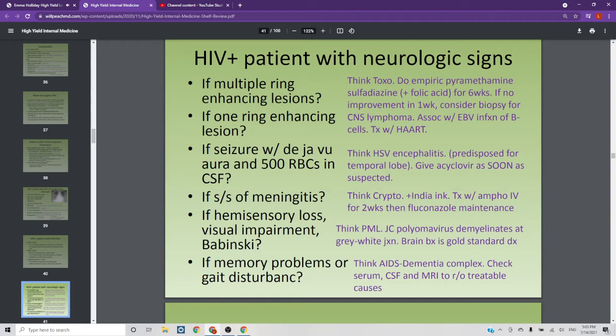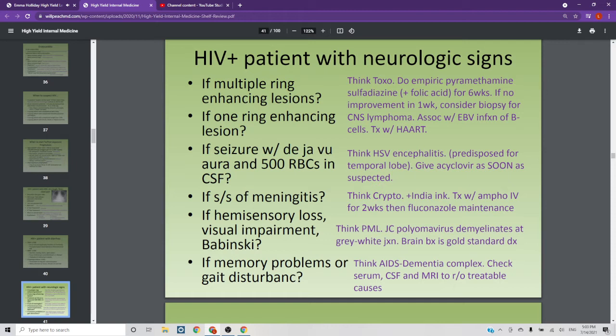HSV is also known to have a small amount of red blood cells in the cerebral spinal fluid. It's a slightly hemorrhagic spinal fluid. So HSV encephalitis is what we'd be thinking there. And we treat with acyclovir ASAP. As soon as you suspect it, don't wait for viral culture, don't do an EEG, treat with acyclovir as soon as you can.